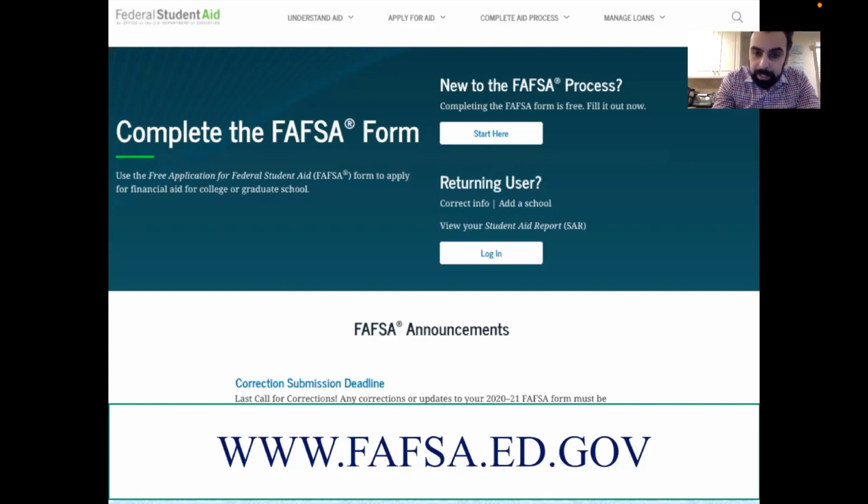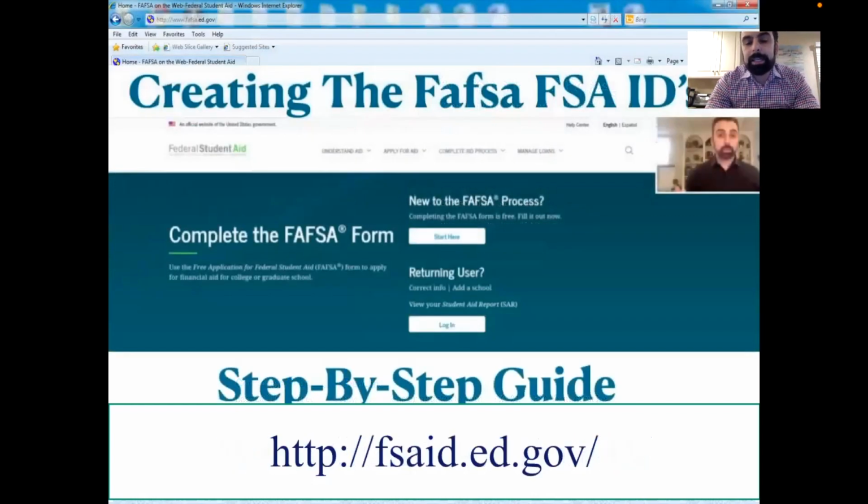When you're filling out the FAFSA form, you are going to need two FSA IDs. You're going to need one ID for the student, one ID for the parent. These two IDs are used to sign into the FAFSA as well as fill out the FAFSA form. If you haven't already got your IDs, senior parents, down below you see the link, fsa.ed.gov. That's where you go to create both the IDs.